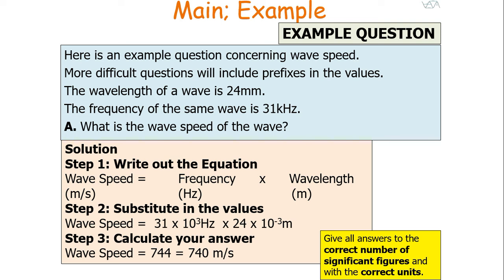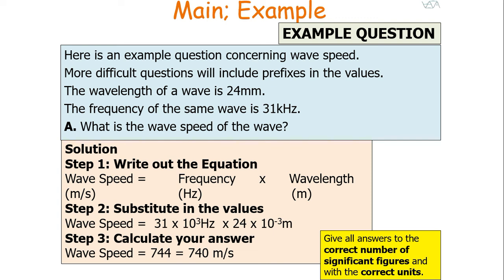Now, another more challenging question might include prefixes. So in this question, the wavelength of the wave is 24 millimeters, the frequency of the same wave is 31 kilohertz, so what's the wave speed of the wave? So once again, you follow the same procedure. Step 1, write out the equation. Wave speed equals frequency times by wavelength.